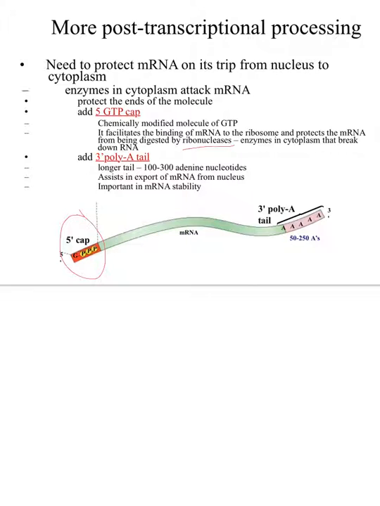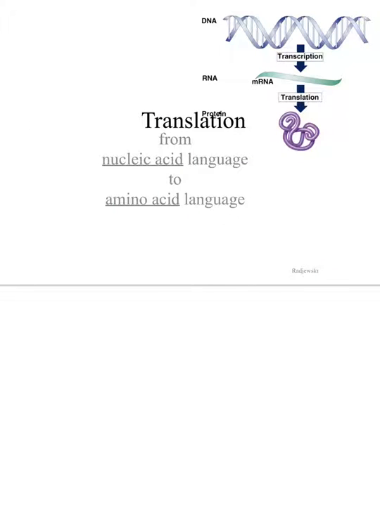On the other end, we are going to add a whole bunch of A's, adenines. Actually, they add 100 to 300 adenines, and those are added to the 3' end of the mRNA. And so doing that will help the mRNA leave the nucleus and get into the cytoplasm and keep everything stable. All right, so now we are done and we have a complete mRNA strand.